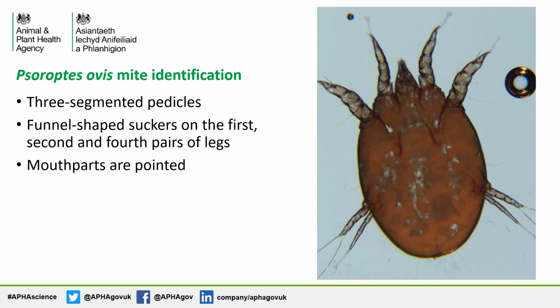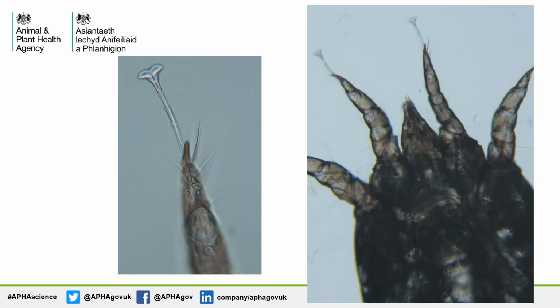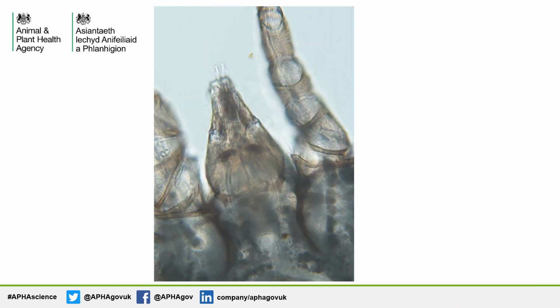The characteristic features used for identification are the 3 segmented pedicles with funnel-shaped suckers on the 1st, 2nd and 4th pairs of legs, and pointed mouth parts. Here you can see the 3 segmented pedicle. This is the gold standard for identification. If this is difficult to identify, the next step would be looking at the mouth parts and then the head and body shape. Here you can see the pointed mouth parts.